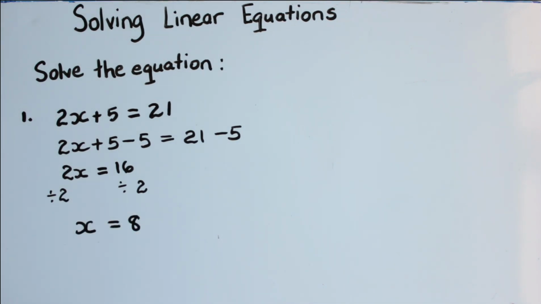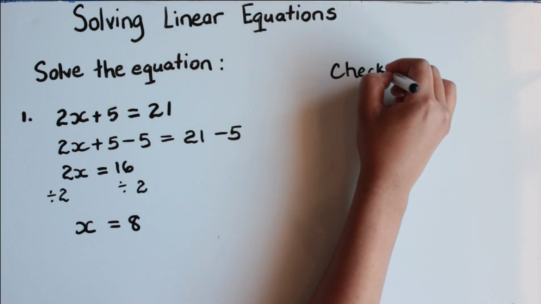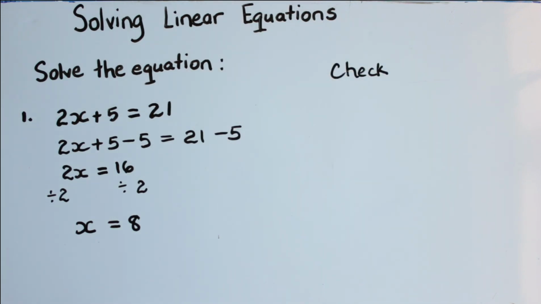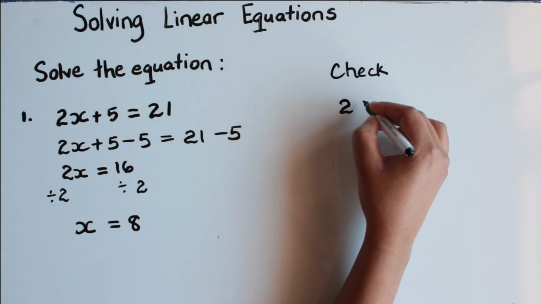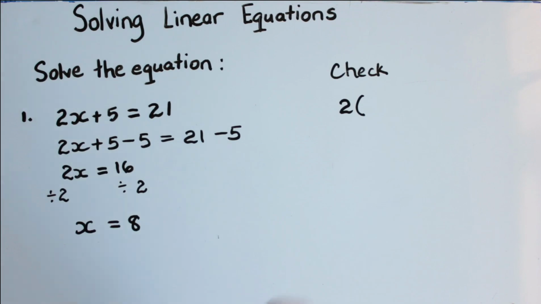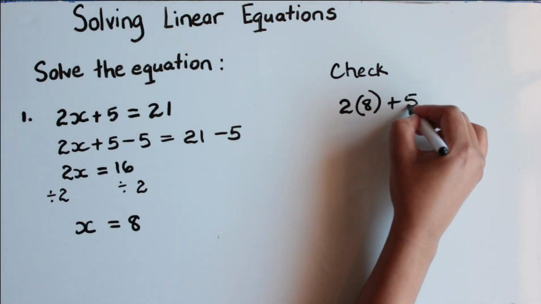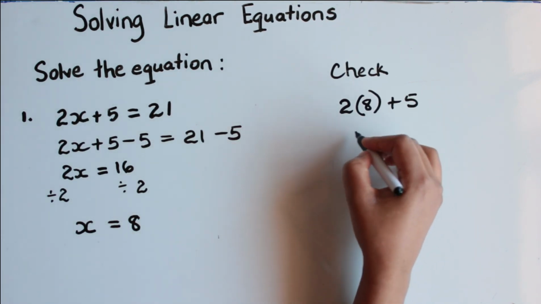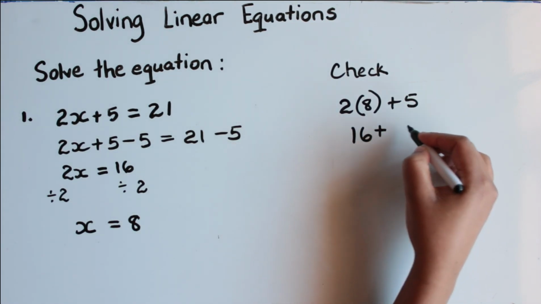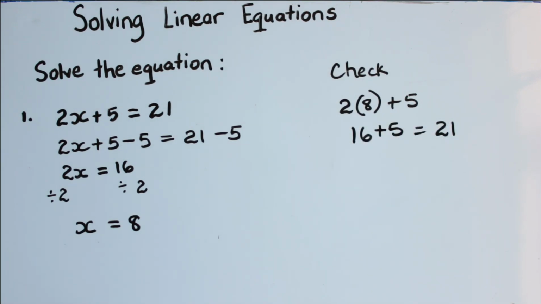We could also check to ensure that our answer is correct. So we could say check. We're saying that our x is equal to 8. So if I replace the x in the equation, so 2, instead of writing x, I'm going to write 8, plus 5. And we're just checking to ensure that we really get 21. So 2 times 8 is 16. 16 plus 5 equals 21. So you can also check your work.